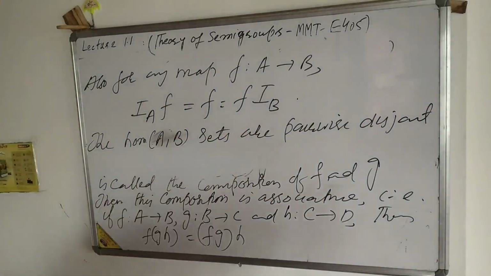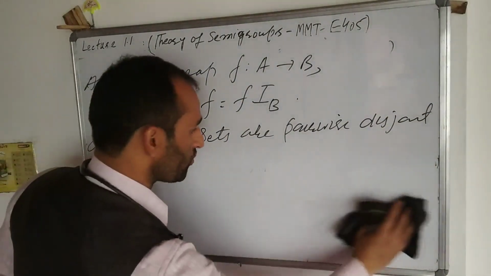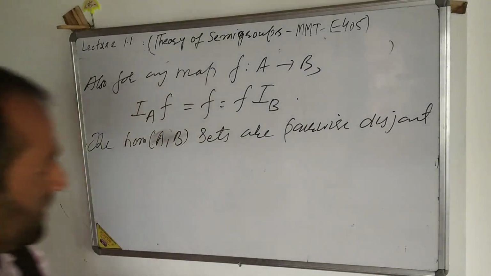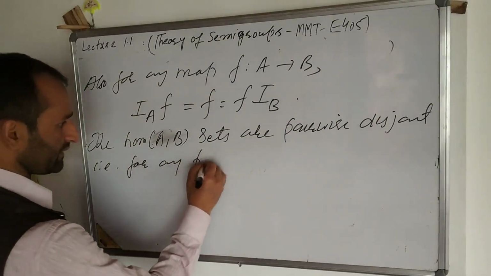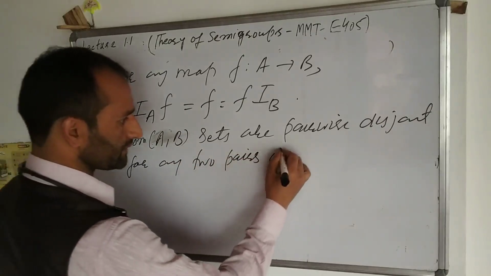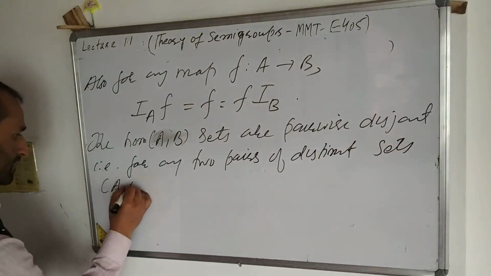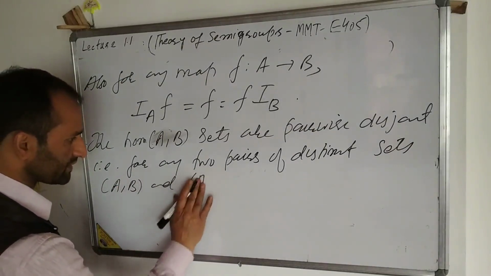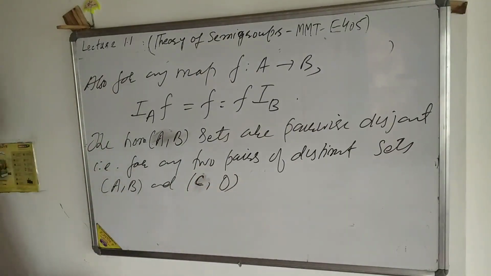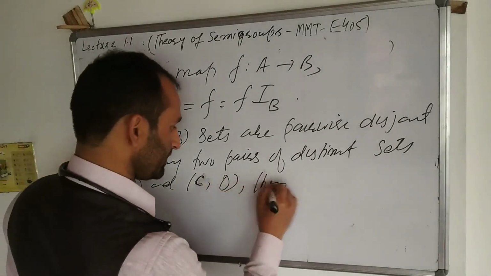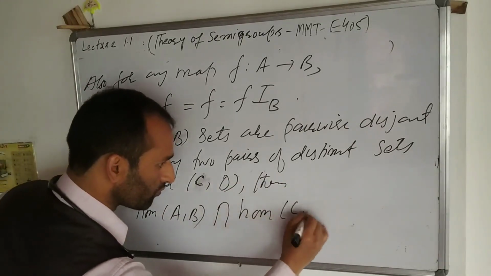So by pairwise disjoint we mean that if I take any two distinct pairs of sets, then hom of one pair is disjoint from the other, because hom is actually a collection of mappings, so it's a set. For any two distinct pairs of sets AB and, say, CD, distinct means either A is not equal to C or B is not equal to D. Then hom of AB is disjoint from hom of CD.